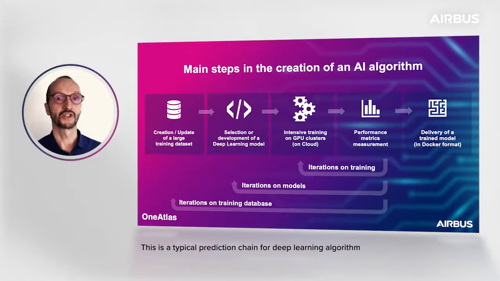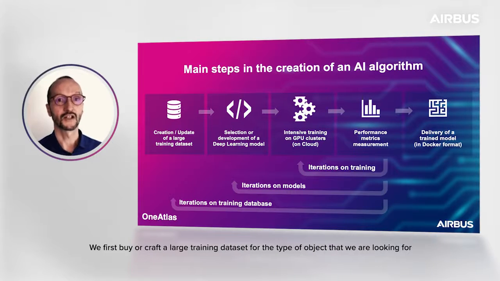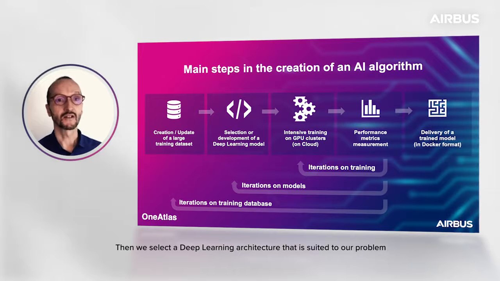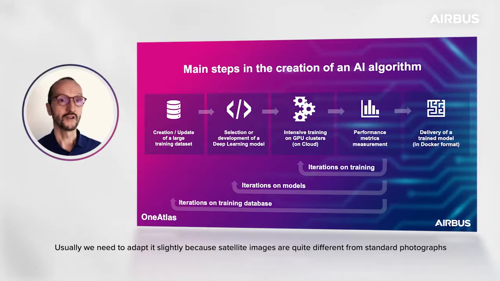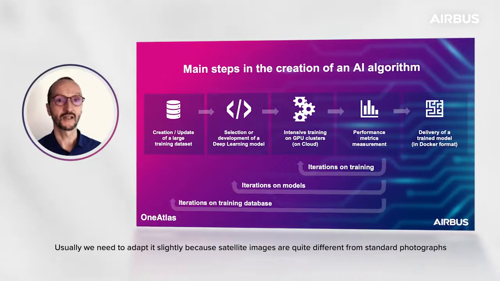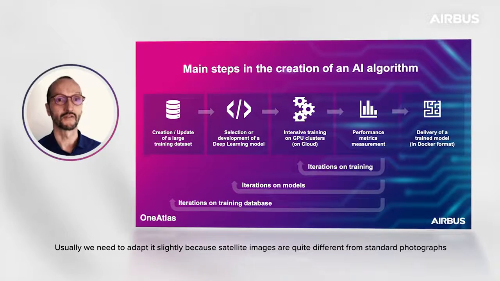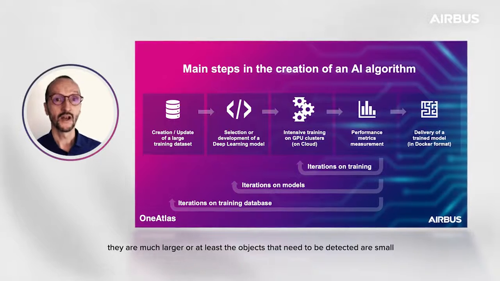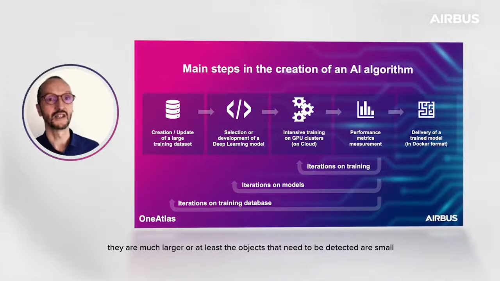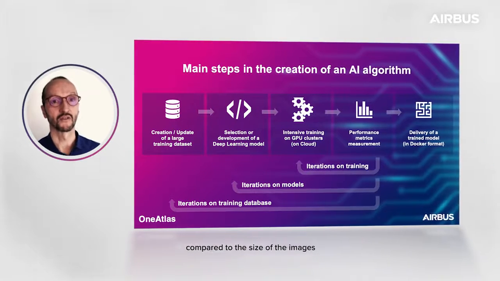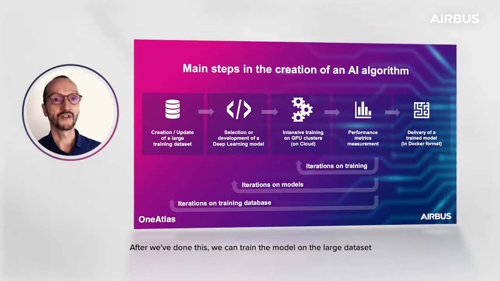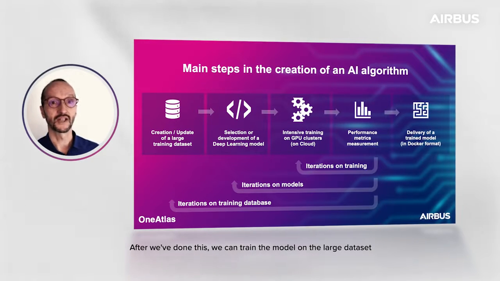This is a typical production chain for a deep learning algorithm. We first buy or craft large training data sets for the type of object that we are looking for. Then we select a deep learning architecture that is well suited for our problem. Usually, we need to adapt it slightly because satellite images are quite different from standard photographs. They're much larger, and at least the objects that need to be detected are small compared to the size of the images. After we've done this, we can train the model on a large data set.